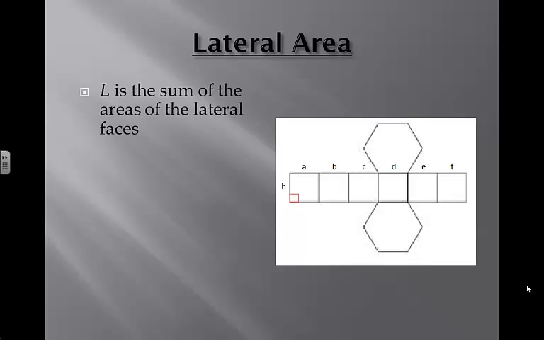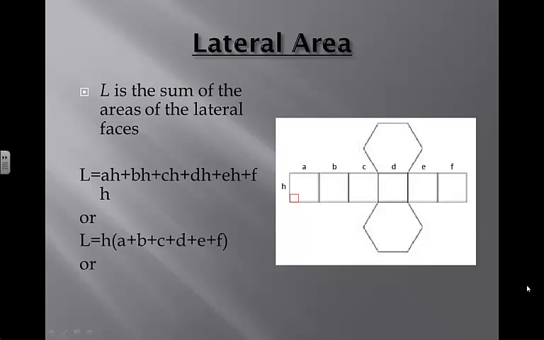So L is the sum of the areas of the lateral faces, and the area of the lateral faces equals A times H plus B times H plus C times H plus D times H plus E times H plus F times H. Imagine those were all folded up and the bases were laid back down. That's what would make the prism. Or H times (A plus B plus C plus D plus E plus F), or lateral area equals P times H. And that's what we're going to use.